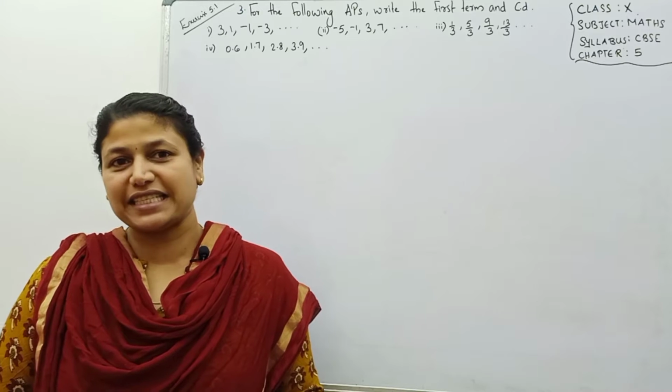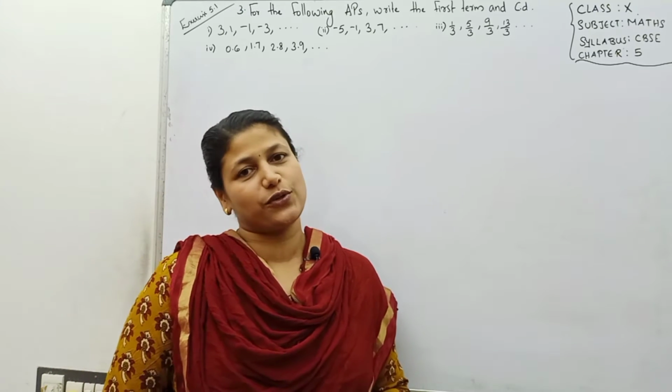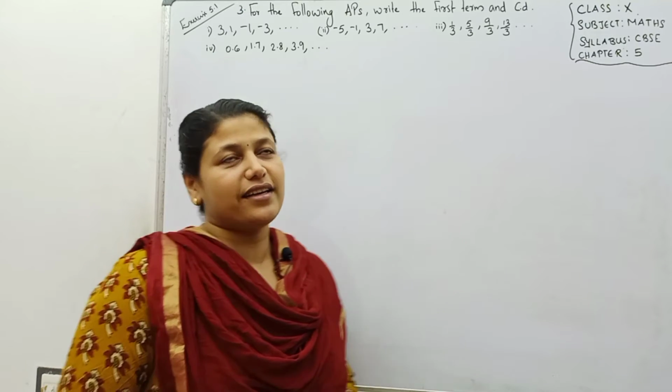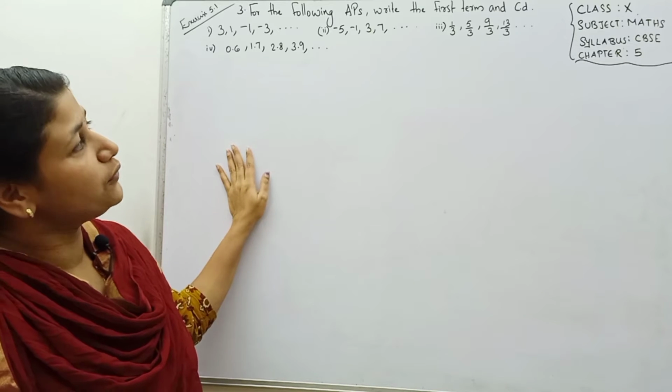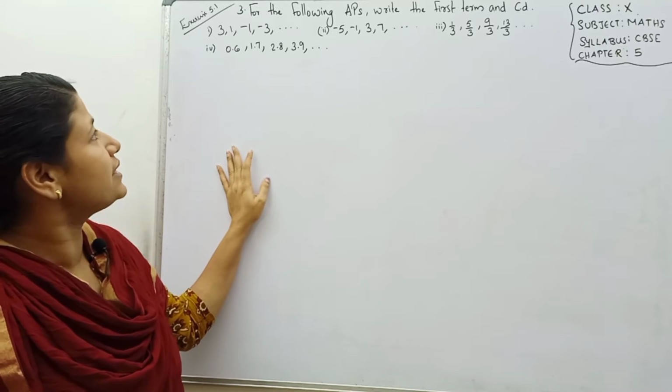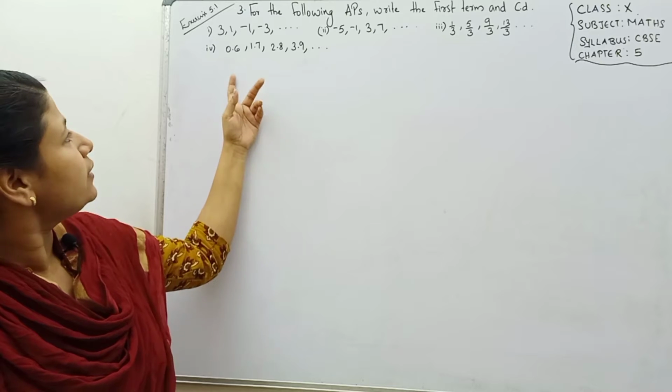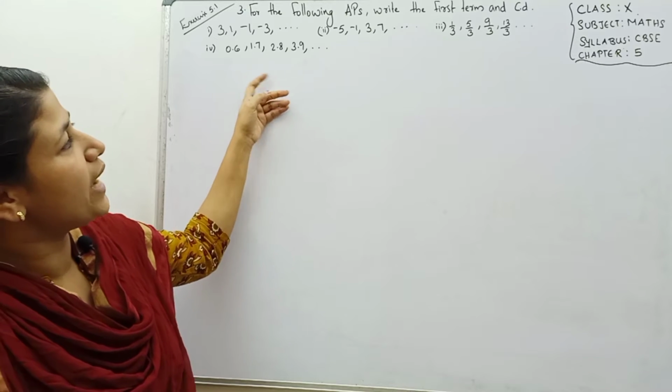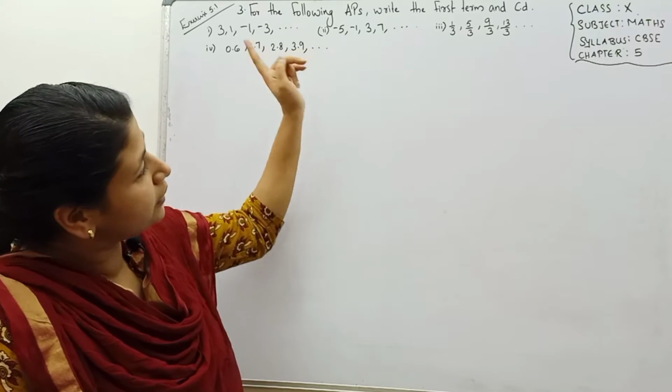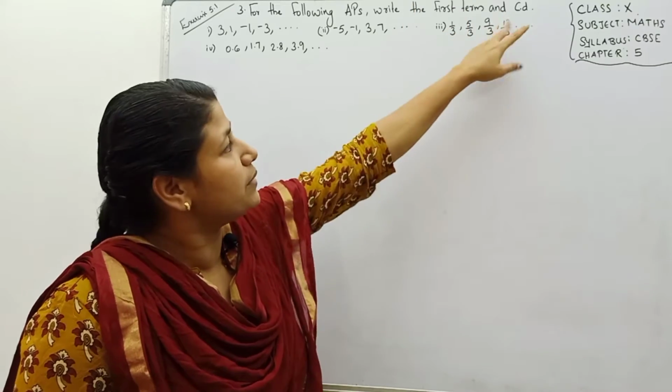So in the last class we were discussing exercise 5.1. Today also we are continuing with the same exercise. Here is your third question. For the following APs, write the first term and common difference. There are 4 sub-questions in which we have to find out the first term and the common difference. CD means the common difference.